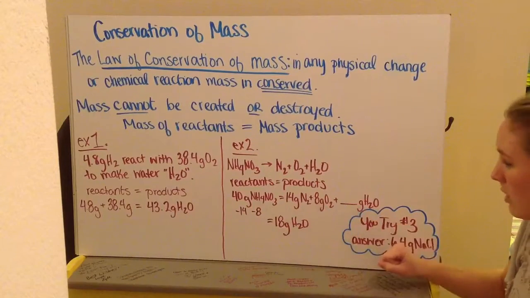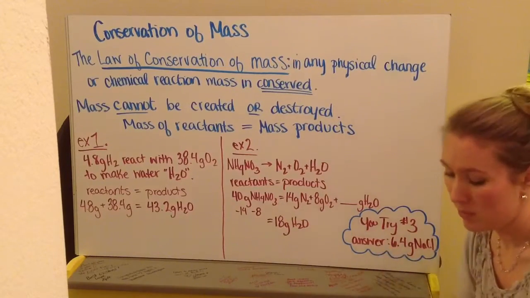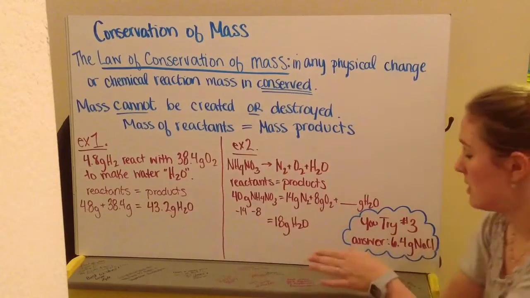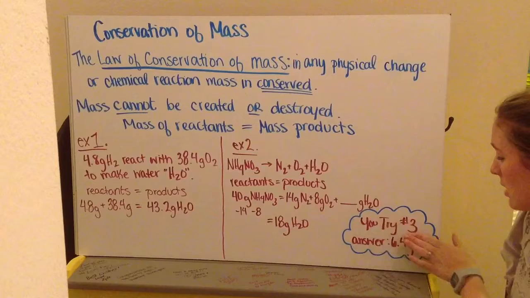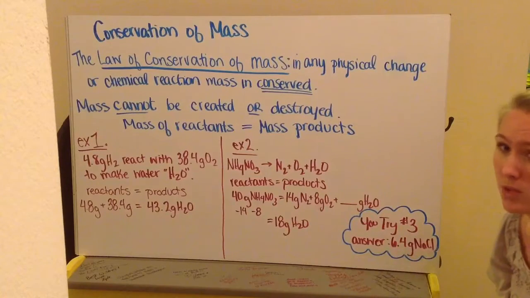Okay, now comes the part where you're going to try. So example number 3 will be the last one there. You're going to attempt the problem, and then you'll check your answer here. So you try number 3, and you should get an answer of 6.4 grams of sodium chloride.